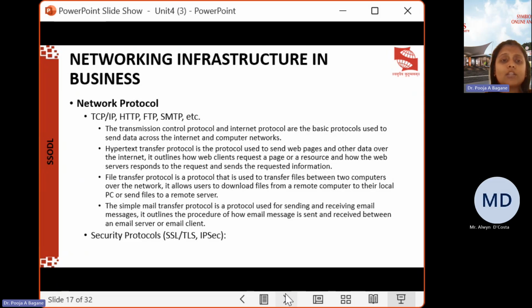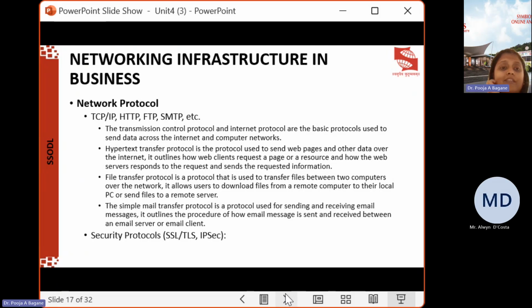Hypertext Transfer Protocol is a protocol used to send web pages and other data over the internet. It outlines how web clients request a page or resources, and how the web server responds to the request and sends the requested information.